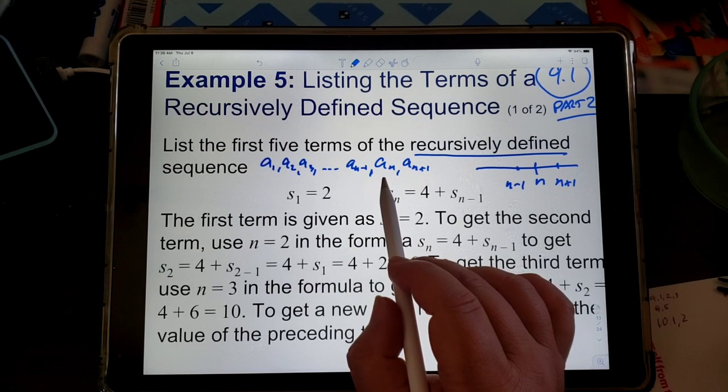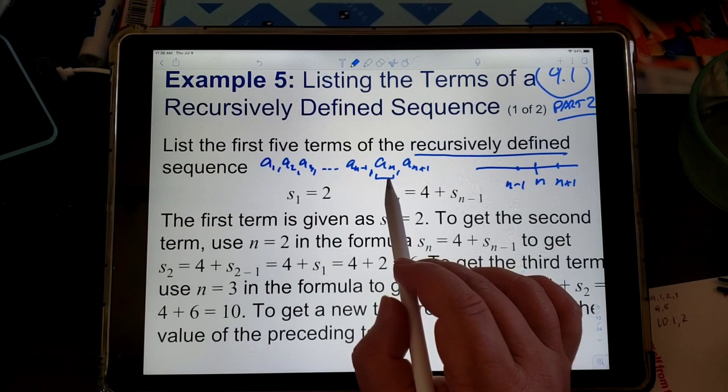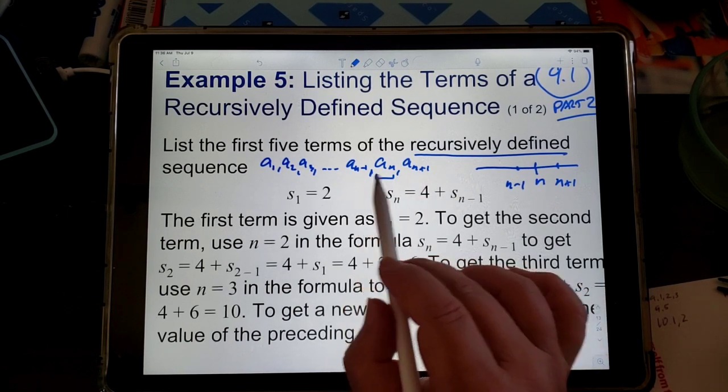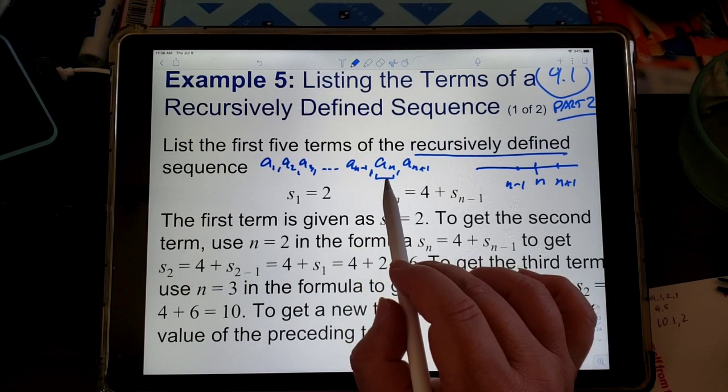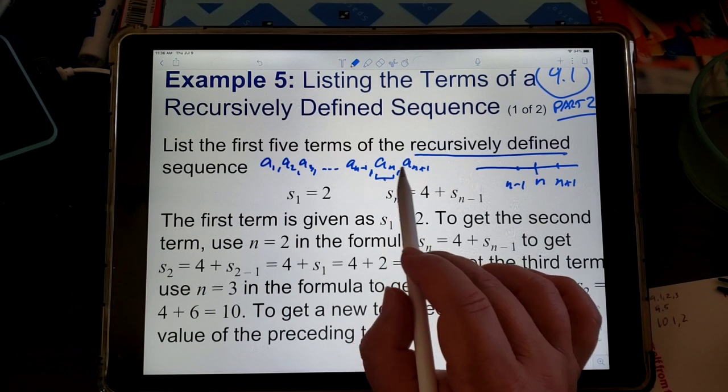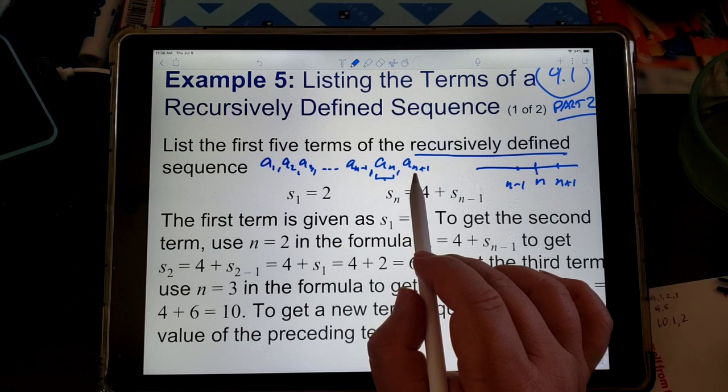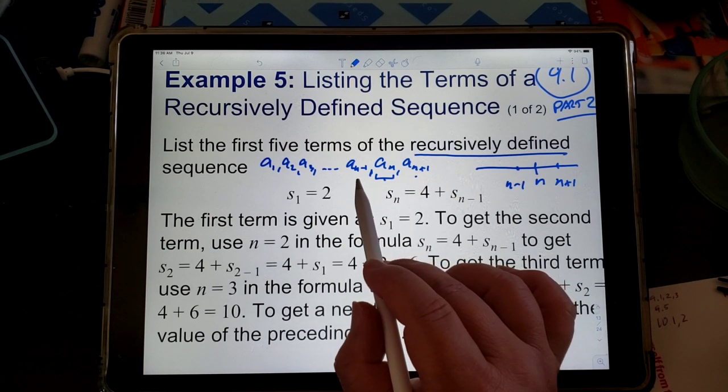We also consider it the general term. It's not a specific number. We're not saying anything about n. We're just saying something general about every term when we talk about the nth term. And in general, the nth term has a term after it that's n plus 1, and the term before that's n minus 1. All right.